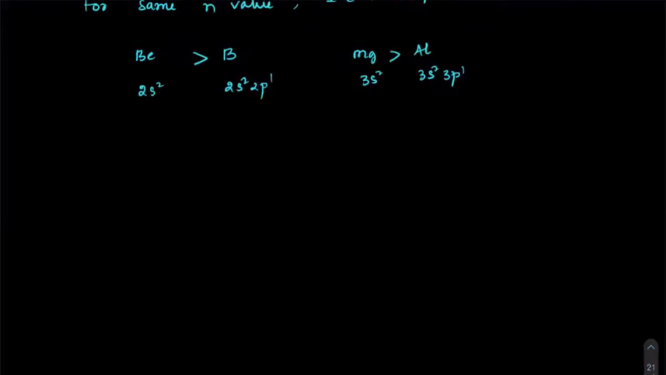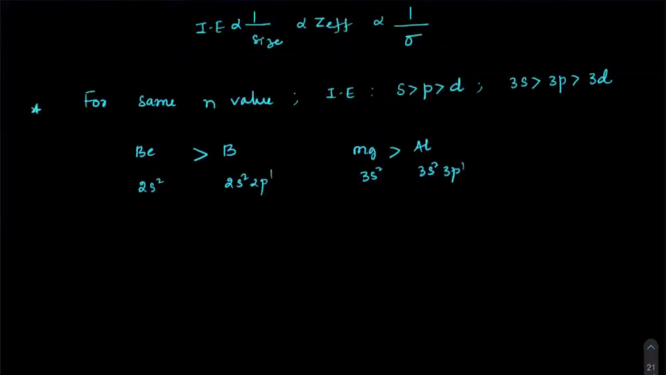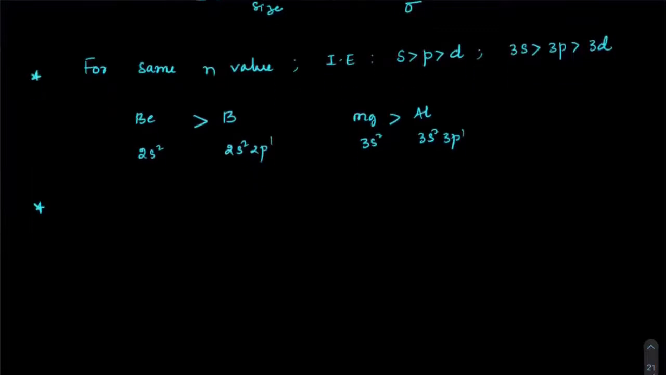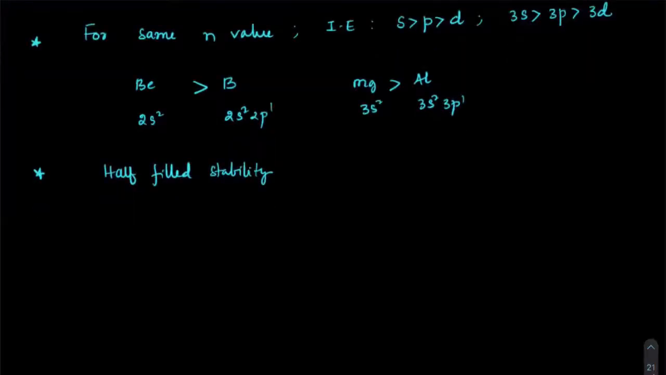Next, another exception. This is one important thing we need to know. Another exception is half-fill stability. Due to half-fill stability also, the ionization trend will slightly change. So if you check out nitrogen and oxygen, it is 2s2 2p3 and 2s2 2p4. After removing an electron, oxygen will achieve half-filled. Nitrogen is already half-filled, so this will require more energy. Got it. The same thing will follow with phosphorus and sulfur, and the same thing with arsenic and selenium.